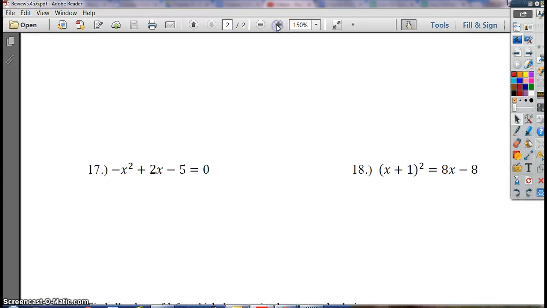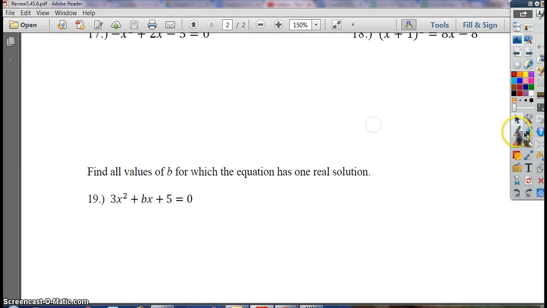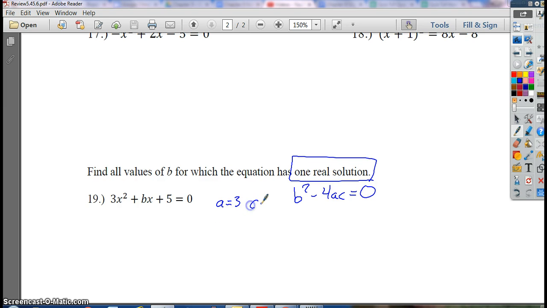Discriminant time. The only way you can get this to have one real solution is to get b squared minus 4ac equal to 0. That will leave you with one solution. So my a value, which is 3, my c value is 5, my b value, well, that's what we want to find. So b squared minus 4 times 3 times 5. That would be b squared minus 60.